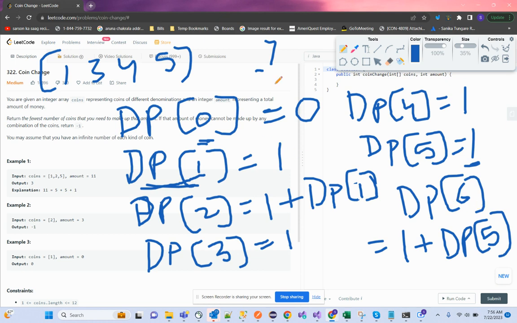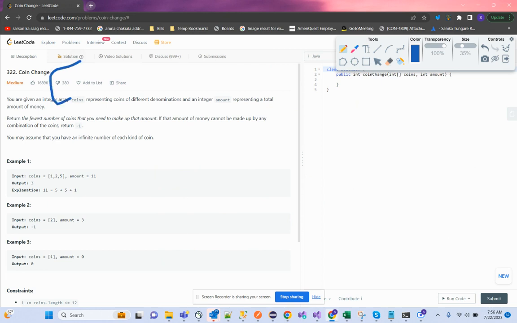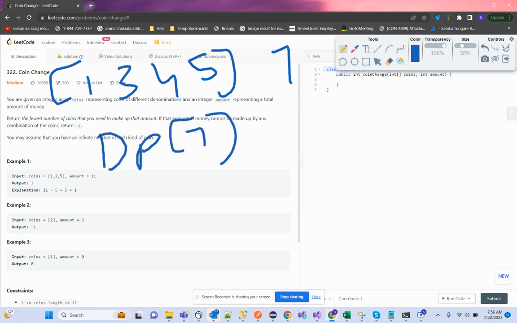Now the catch is in making the amount of 7, DP of 7. I'll just rub this part because this is still DP of 6. I want to make you understand DP of 7, which is an important part. So coins 1, 3, 4, 5 and amount 7. So let's make DP of 7. Here there is a catch, okay? There are a lot of solutions for this DP of 7. I will be initializing the minimum coins needed. So let's try to check DP of 7.